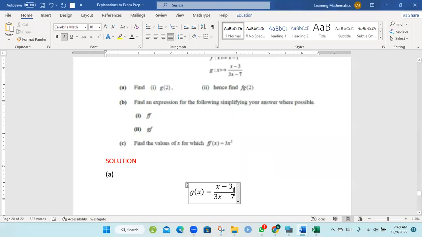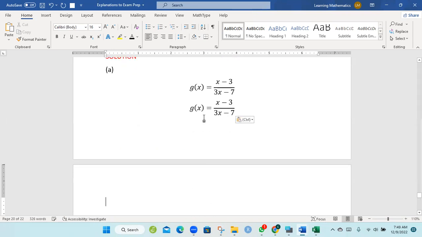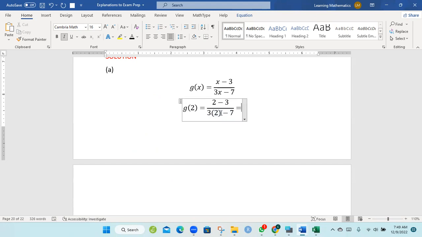So now we have g of x ready. What we can do now is substitute 2 in the place of x in g. Always when we see x, we're going to put 2 to find g of 2. So g of 2 is equal to 2 subtract 3 divided by 3 times 2 subtract 7. 2 subtract 3 is negative 1, divided by 3 times 2 is 6, subtract 7 is also negative 1. And negative 1 divided by negative 1 is 1. So g of 2 is equal to 1.